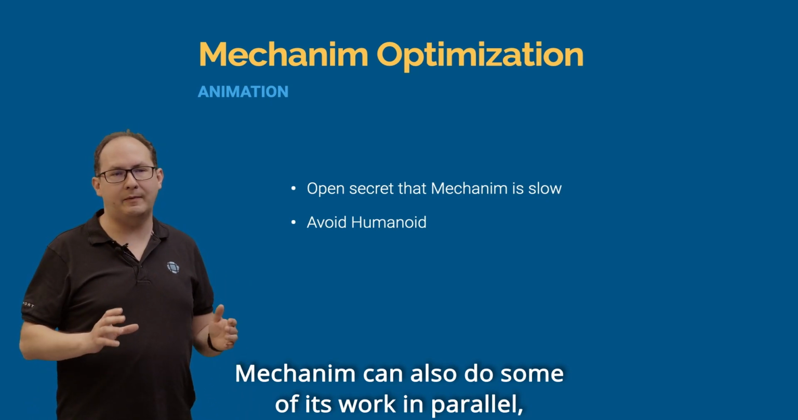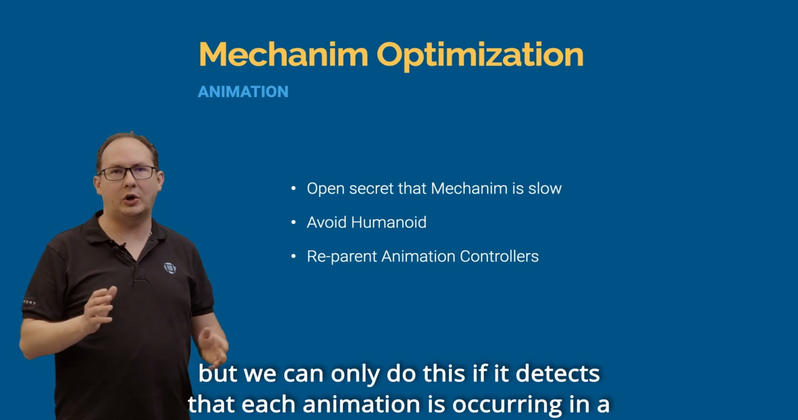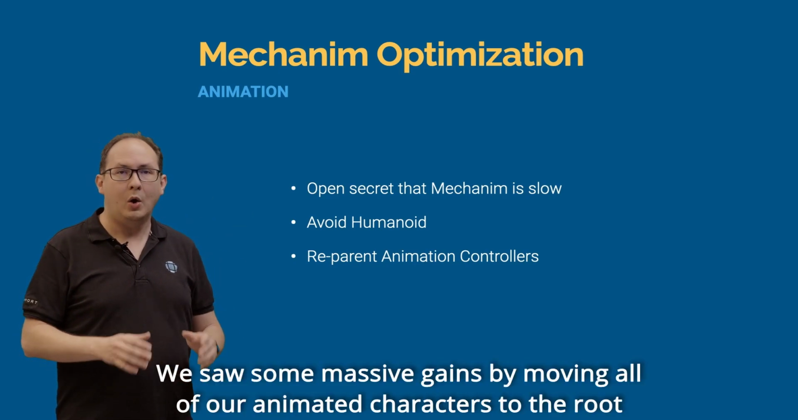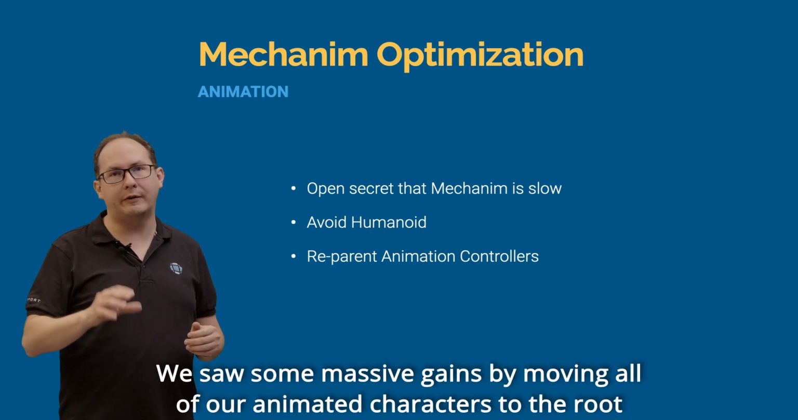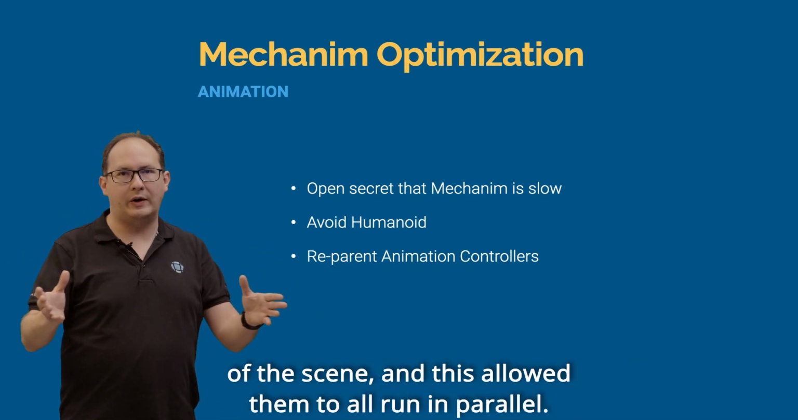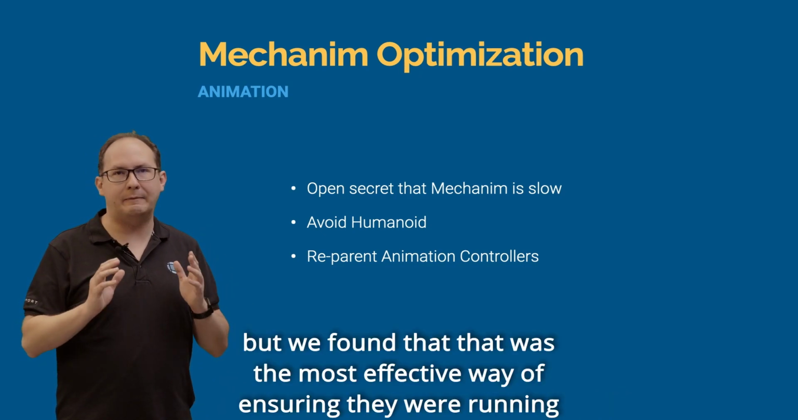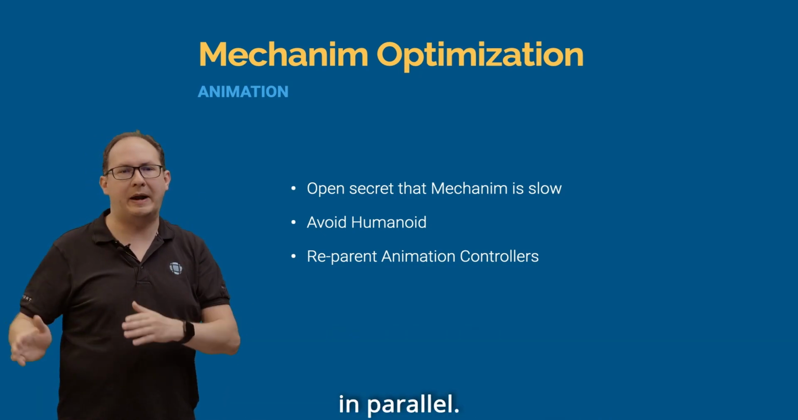Mechanim can also do some of its work in parallel, but we can only do this if it detects that each animation is occurring in a different tree. We saw some massive gains by moving all of our animated characters to the root of the scene, and this allowed them to all run in parallel. You may not have to move it to the root, but we found that that was the most effective way of ensuring they were running in parallel.